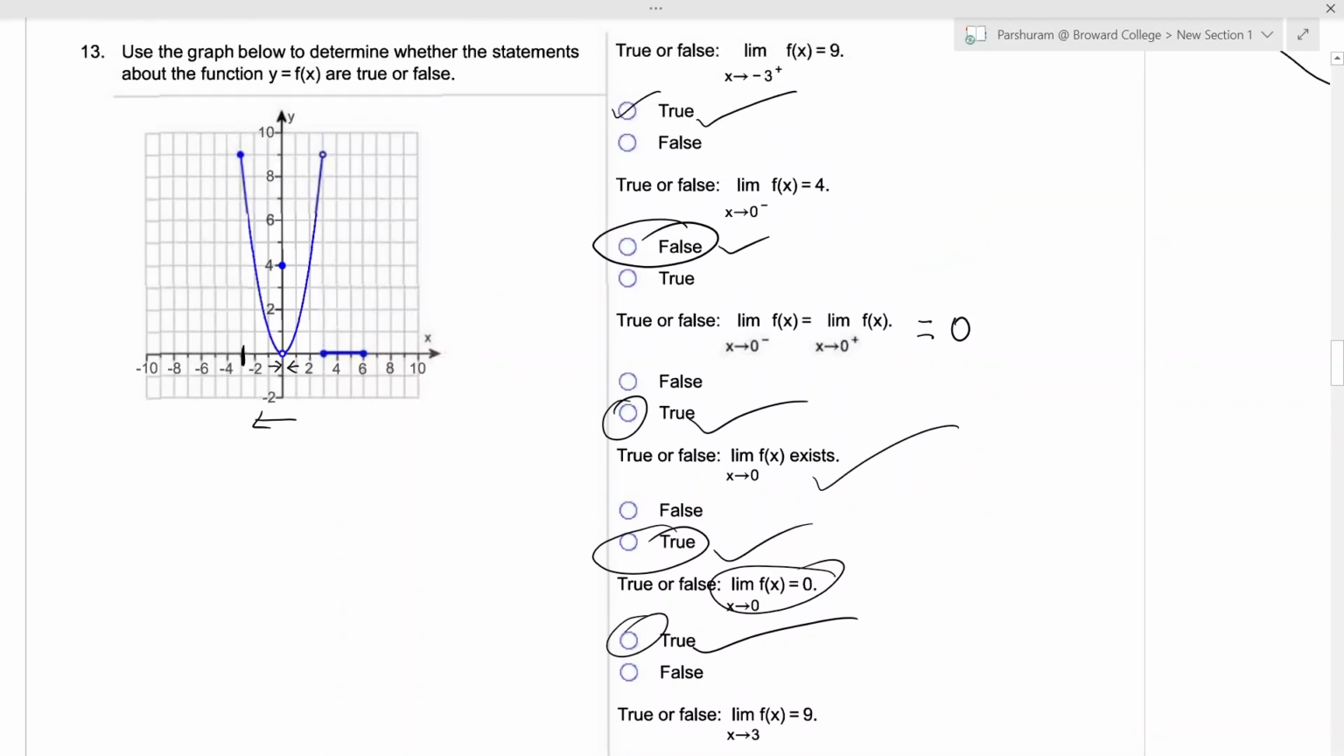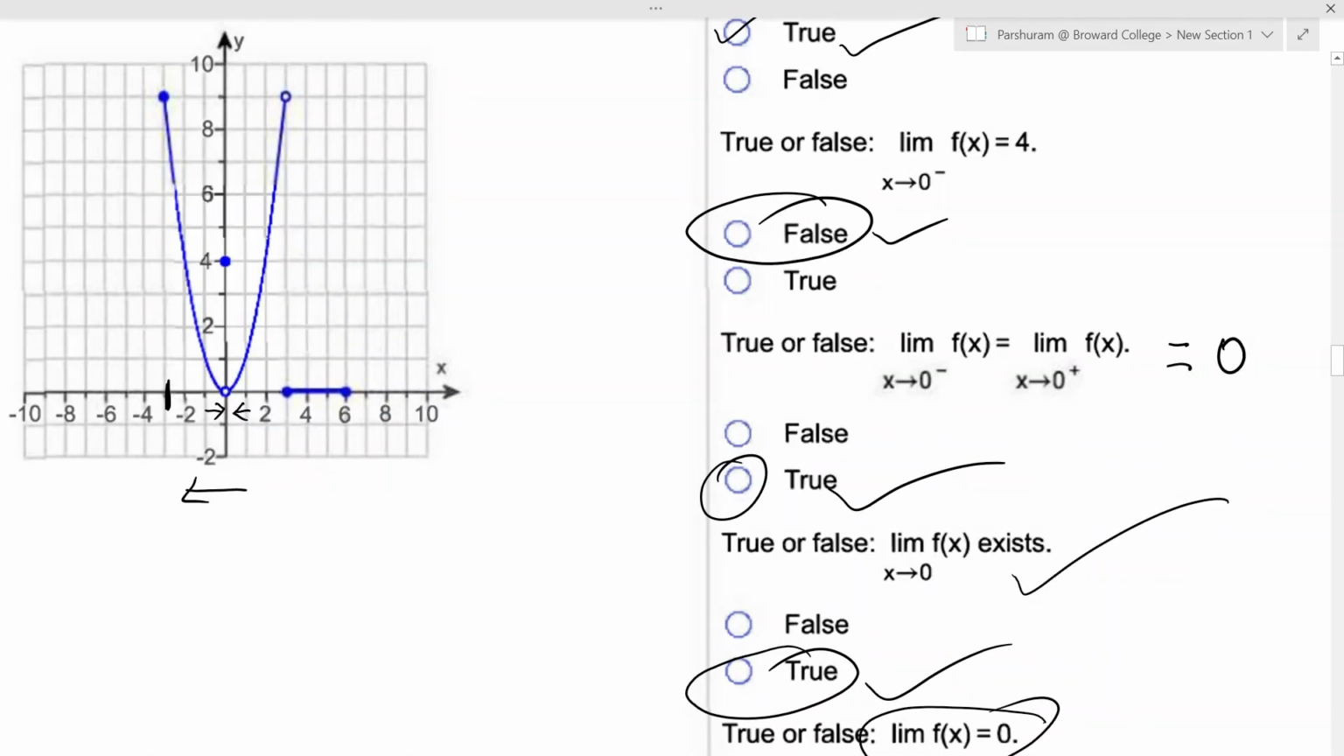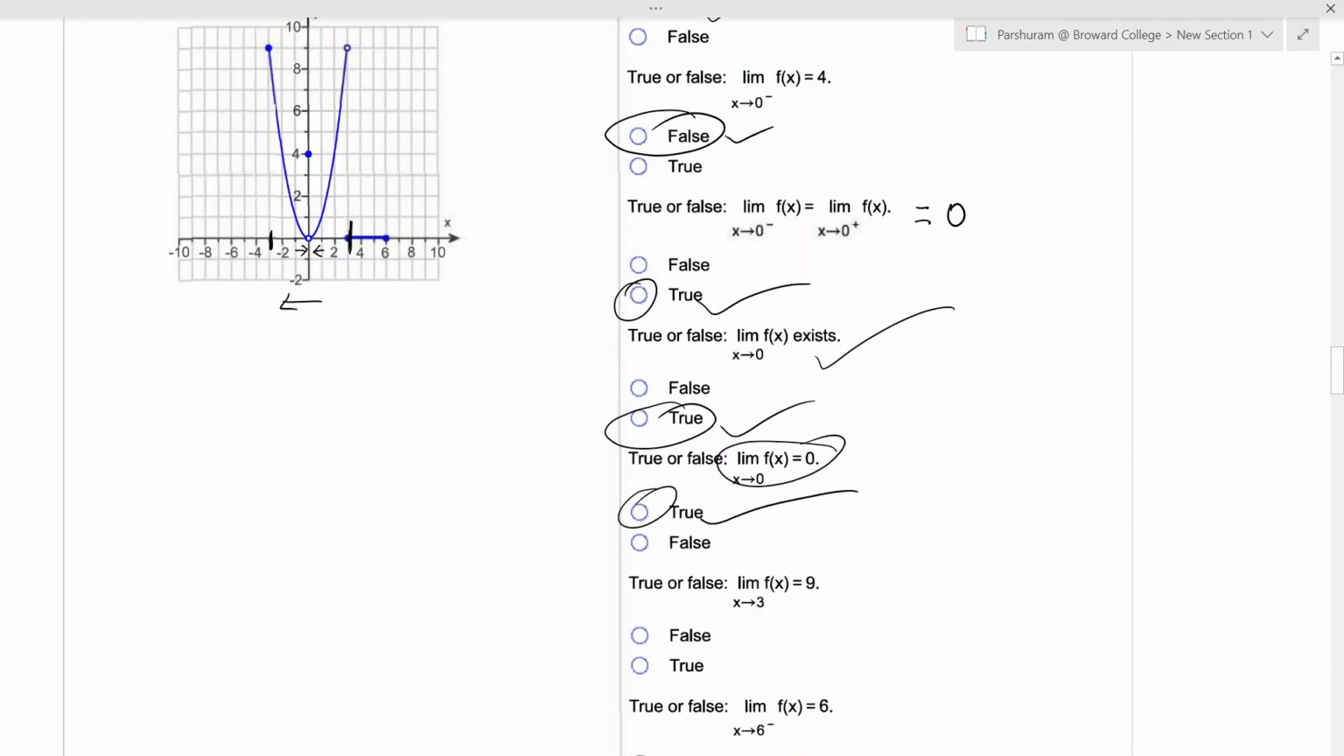Next one, the limit of the function when x approaches 3 is 9. So look at 3 for this graph. You can see the graph here when x approaches 3, this is 3. From the left side, the left hand limit is 9, but the right hand limit is 0. So that means the limit does not exist when x approaches 3. So the limit is not 9, so this is false.